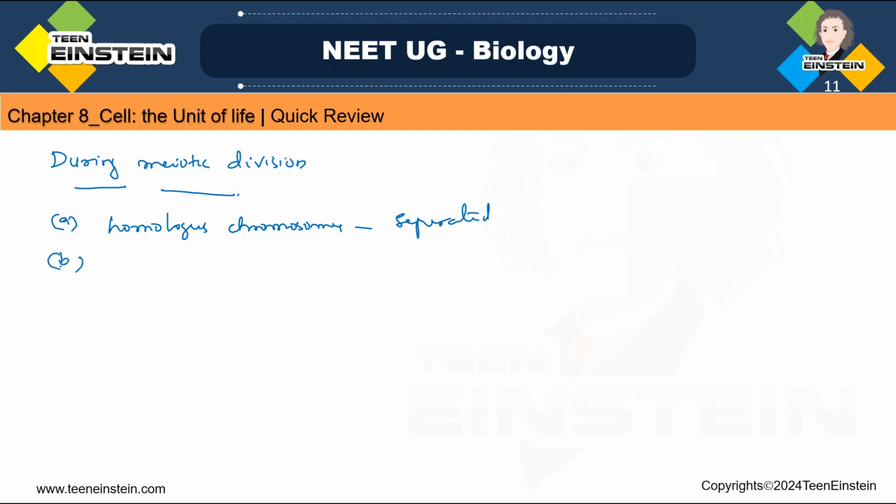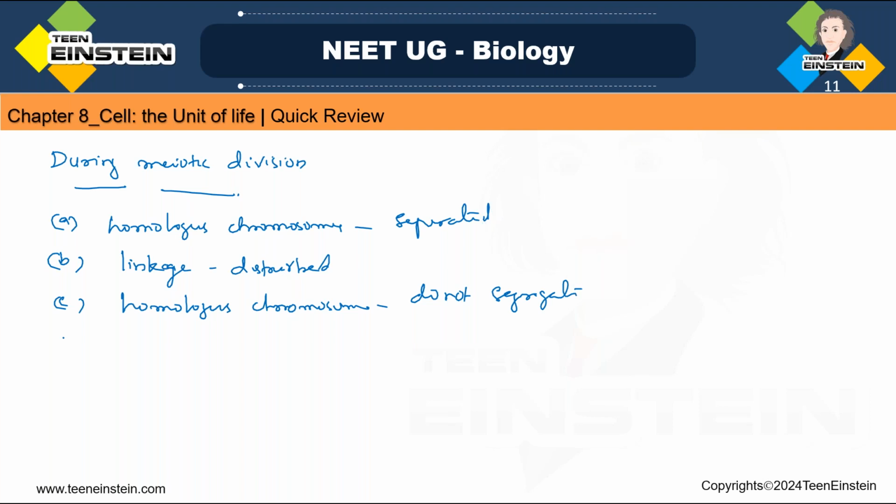Option B, here linkage is disturbed. Option C, another option: the homologous chromosomes do not segregate. And option D, all of the above.